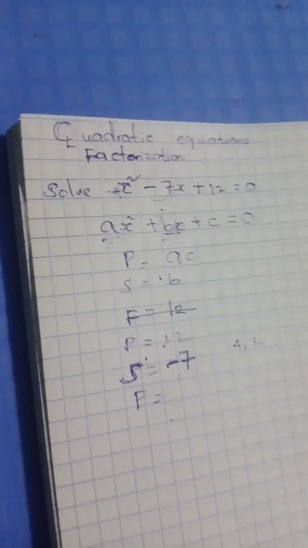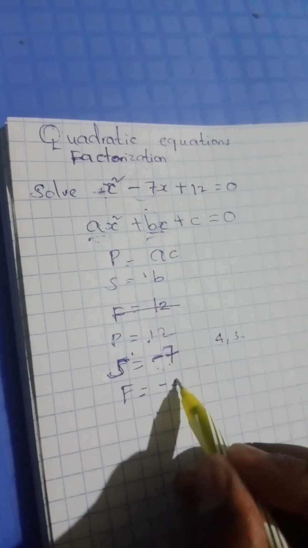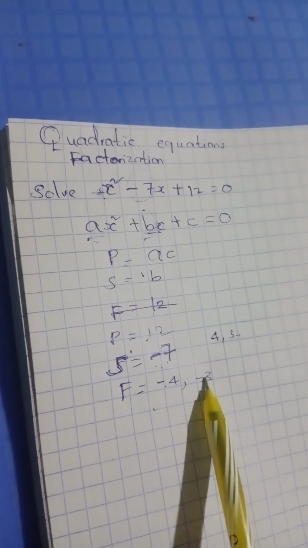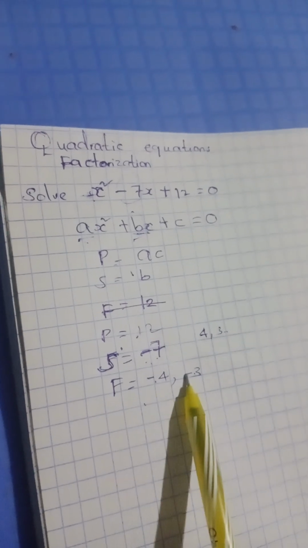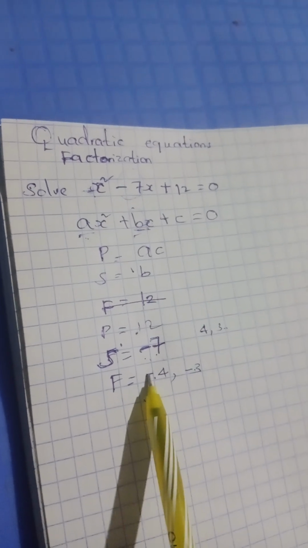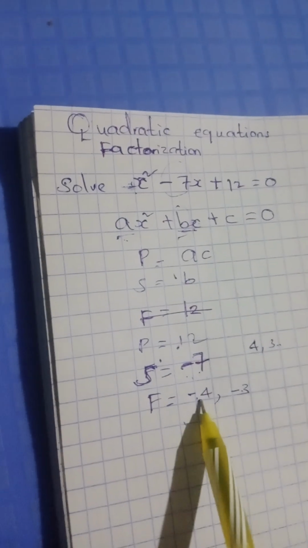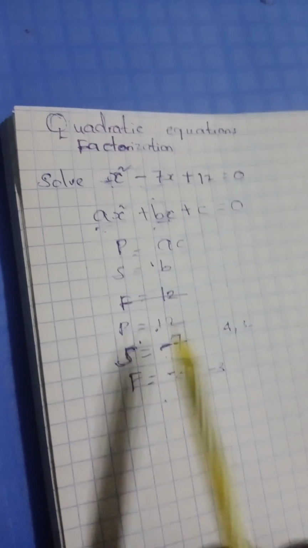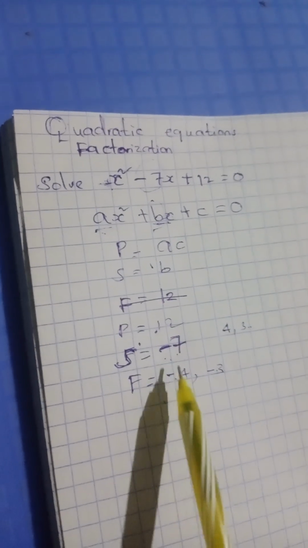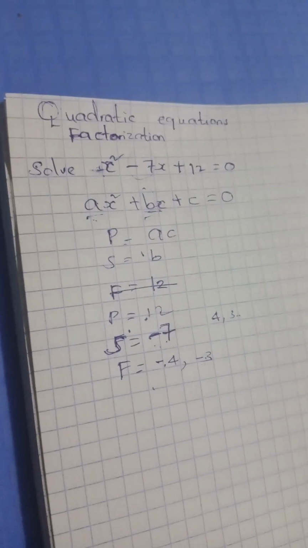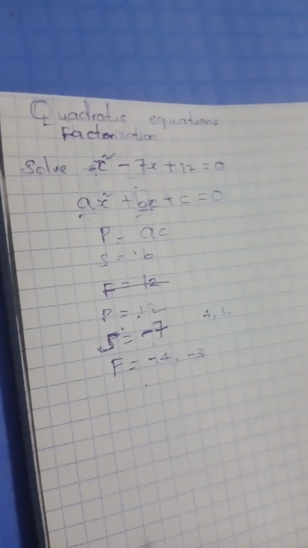These numbers must be negative. It should be negative 4 and negative 3. Because when you multiply a negative by a negative, it becomes positive, so negative 4 times negative 3 is 12. And when you add negative 4 plus negative 3, we get negative 7. So we are okay. Our factors here are negative 4 and negative 3.